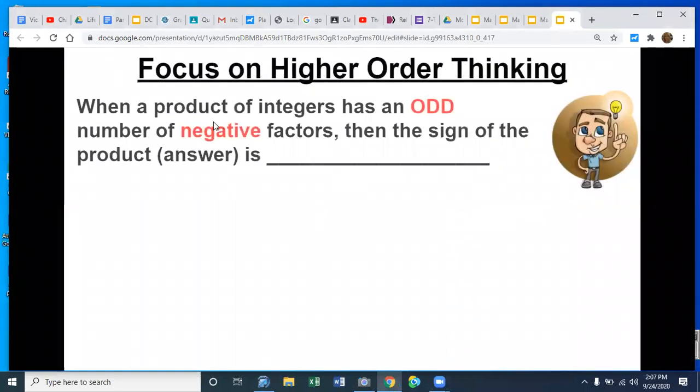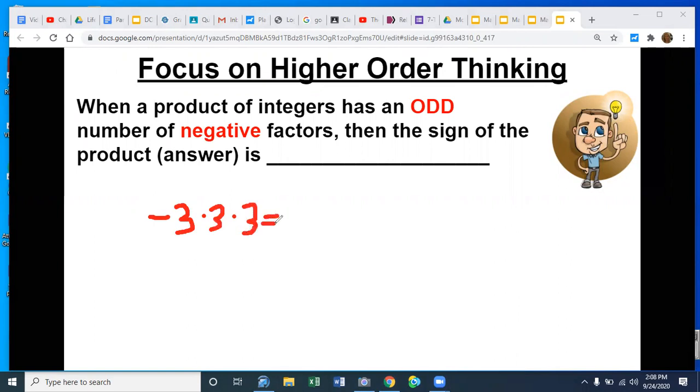Okay. When a product of integers has an odd number of negative factors, then the sign of the product or the answer is what? So if we have what we had before, we had 3. When the product of integers has an odd number of negative factors, so let's say 1 negative times 2 positives, we're going to end up with the sign of the product. What was the sign going to end up being? Right, the sign is going to be negative. So that's an odd number. 3 is an odd number.